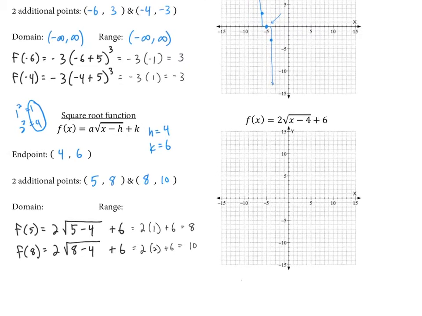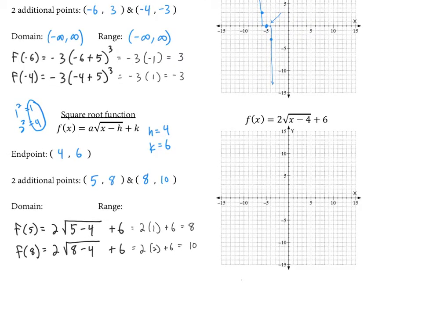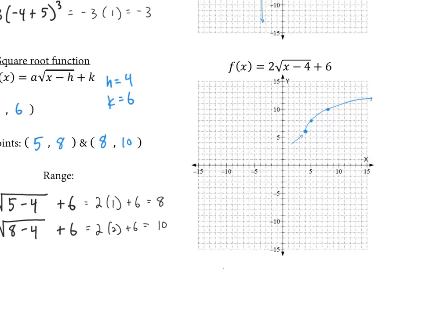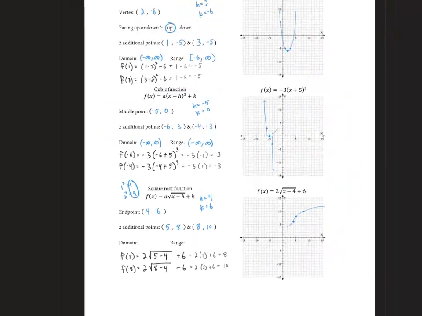Okay, so let's plot these points: 4, 6, 5, 8, 8, 10. Keep in mind this is the endpoint here, so it's got to go off through these points, and then we know the general shape, it kind of keeps curving off. Okay, so that's good for that.